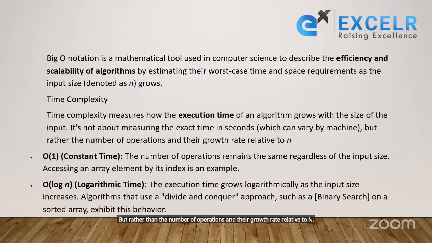O of 1, constant time, this is the best. The number of operations remains the same regardless of the input size. Accessing an element by its index is an example. So we'll see one code today with O of 1.